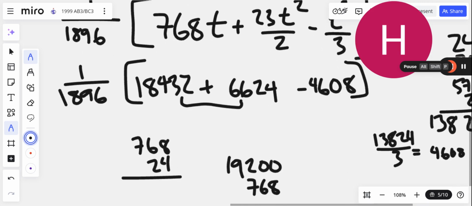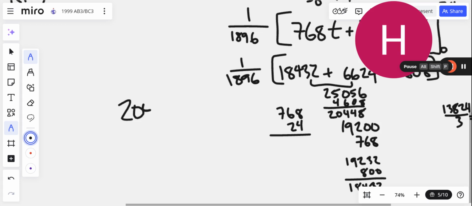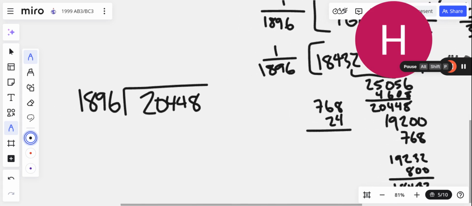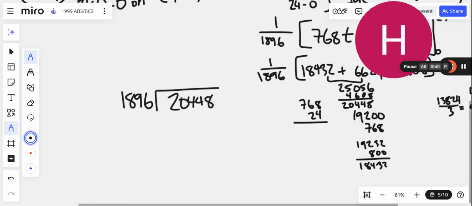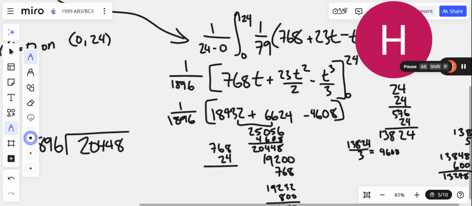So let's get these together. That's going to make 25,056 minus 4,608. So we're going to have 20,448. And you're dividing by this. Oof, guys, we're almost there. Divide by 1896. And I'm pretty sure that'll give us our answer. Yeah, let's do it.